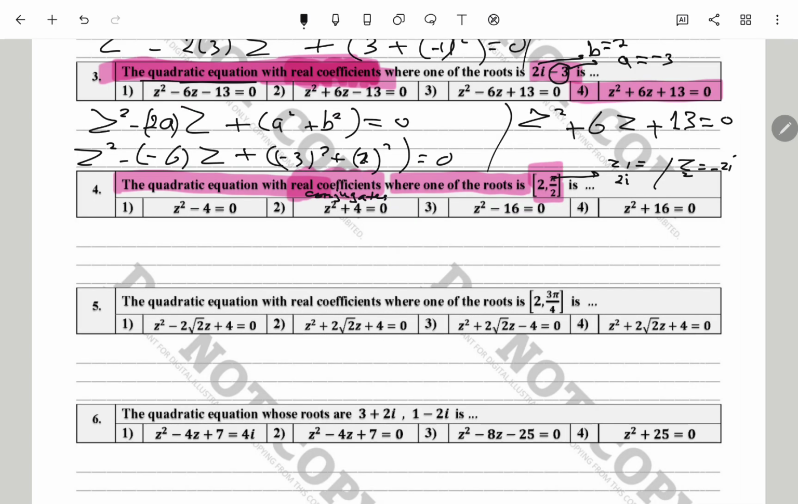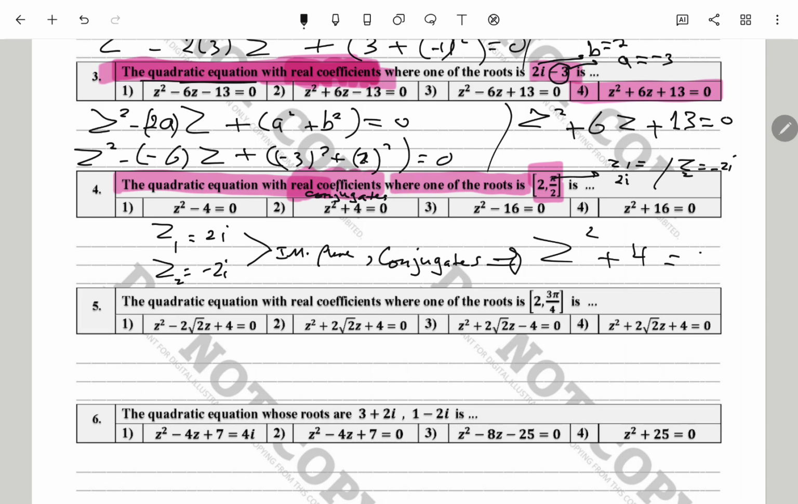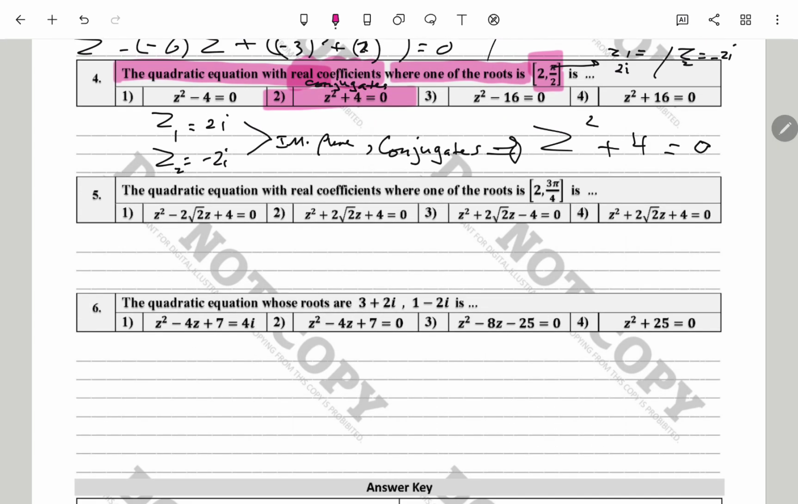then z squared plus b squared will give you 0. So I can use this rule now to say z1 equals 2i and z2 equals negative 2i. They are imaginary and pure, and they are conjugates. So that will make it z squared plus 4 equals 0, which is going to be the second option exactly.